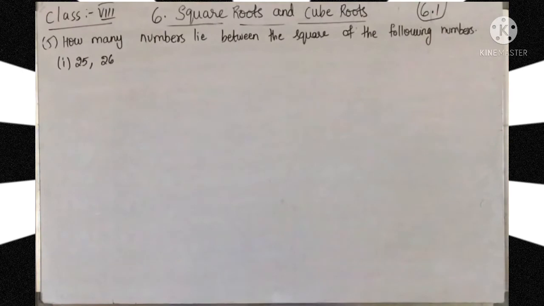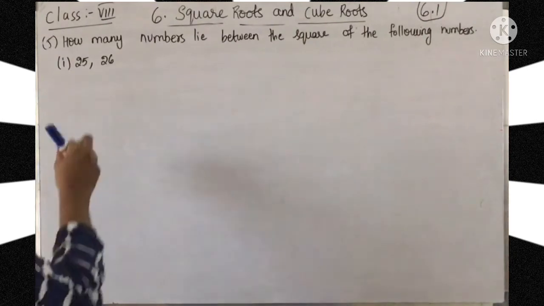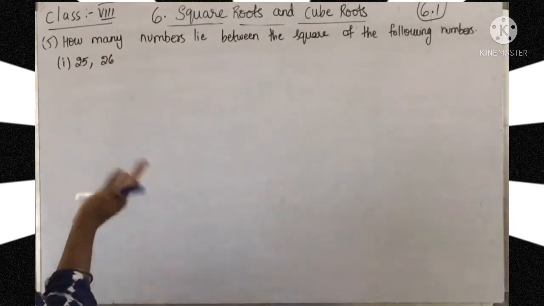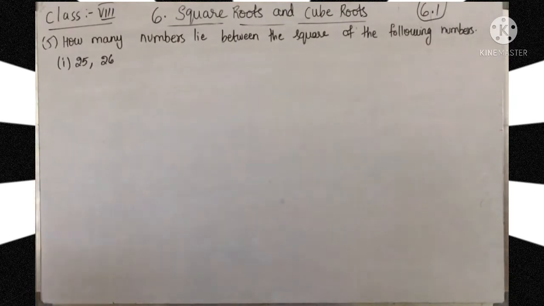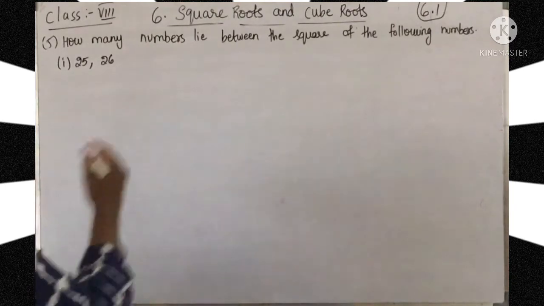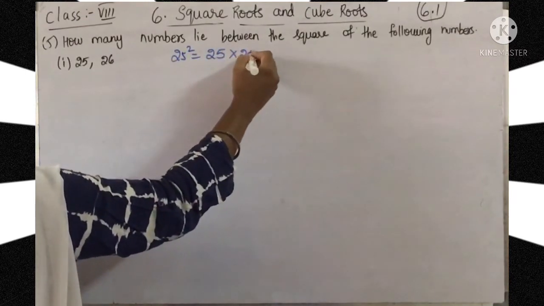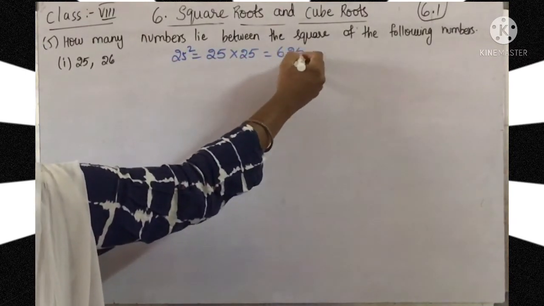Coming to fifth question, how many numbers lie between the square of the following numbers? So we should find the square of these numbers, 25 and 26. Then you have to find how many numbers lie in between. You know that 25 square is how much? 25 into 25, that is 625.